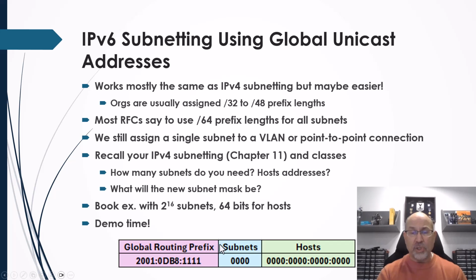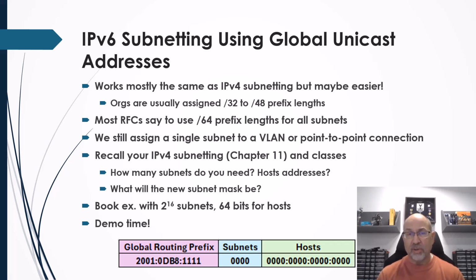The remaining portion is right here in the middle. These are not binary zeros, they're hexadecimal zeros, which means that you have 16 bits. So 2 to the 16th possible subnets inside this global routing prefix, and each one of them will have 64 bits of addressing for hosts. Okay, so how would we subnet a global unicast chunk of address space? How would we subnet the global routing prefix?